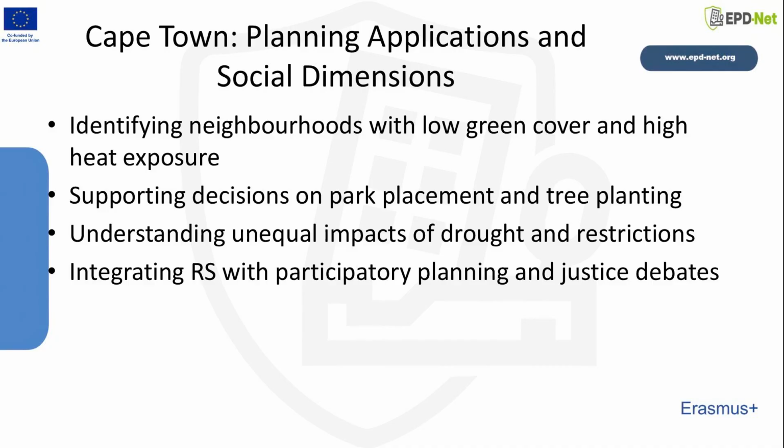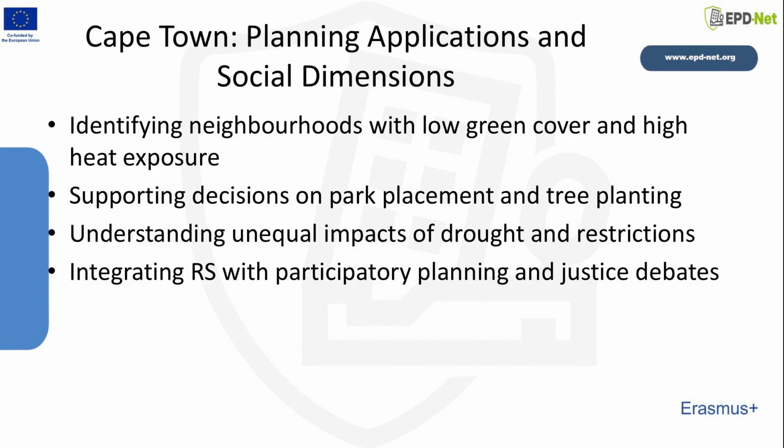We explain how remote sensing-derived vegetation and surface indicators are used in planning decisions and debates about social justice in Cape Town. Maps of NDVI and related metrics enable planners to identify neighborhoods with limited green cover that may experience higher thermal stress and fewer recreational opportunities, which often coincide with historically marginalized communities. These insights inform decisions about where to prioritize new parks, street trees or nature-based cooling solutions.